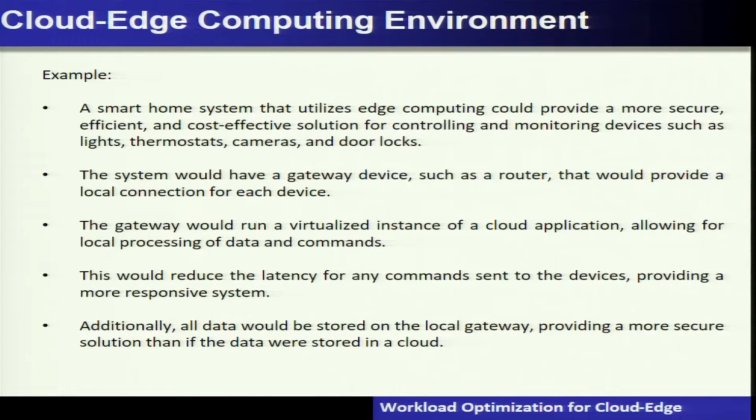Consider the smart home situation, which utilizes edge computing and could provide a more secure, efficient, cost effective solution for controlling and monitoring devices such as lights, thermostats, cameras, door locks. The system would have a gateway device such as a router that would provide the local connection to each device. So, think of this as a smart home where all these devices are connected, and they have a gateway as a router which will connect to the internet, and all the devices are internally connected.